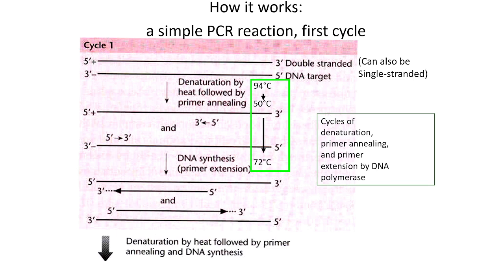So how does it work? A simple PCR reaction, you see. This is a double-stranded DNA over here, and you denature it with heat, followed by primer annealing.